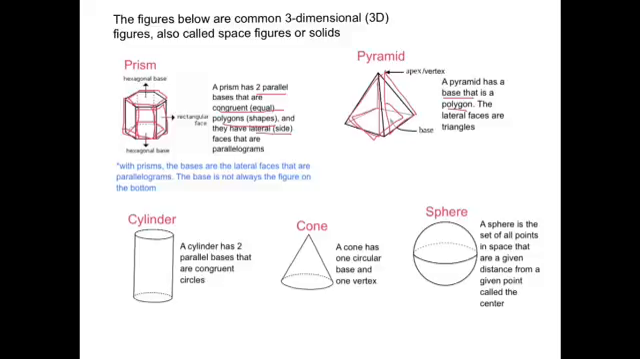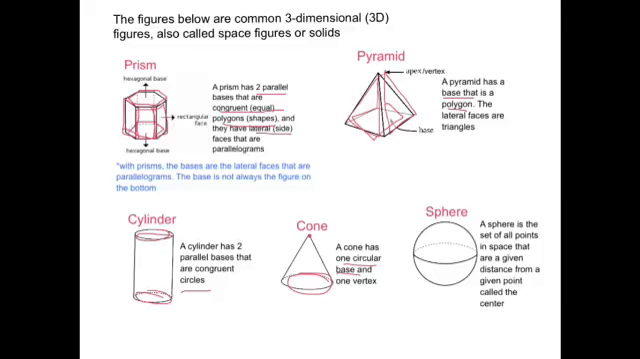A cylinder has two parallel bases that are congruent circles. So up top we have a circle, and on the bottom we have a circle, and they're both equal. A cone has one circular base, so here we see on the bottom, and then one vertex up at top.